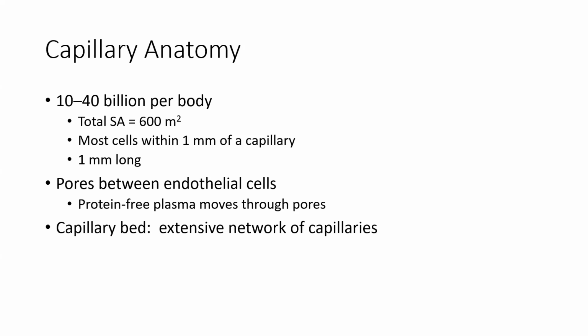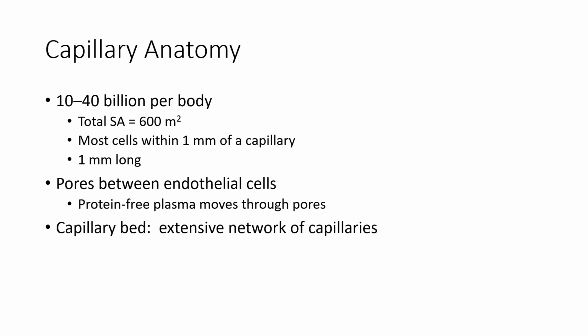So we don't have the bulky smooth muscle. We don't have the connective tissue that we saw in other areas. All we see are endothelial cells, right? Just that one cell layer of endothelial cells lining the outside of this vessel. And in between those endothelial cells, there are some pores. The pores allow for the protein-free plasma to move out of that capillary and into the tissues.